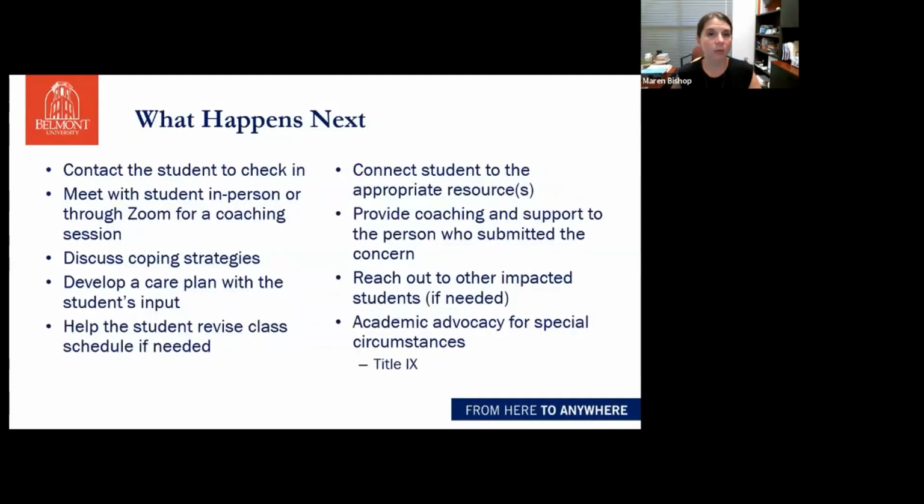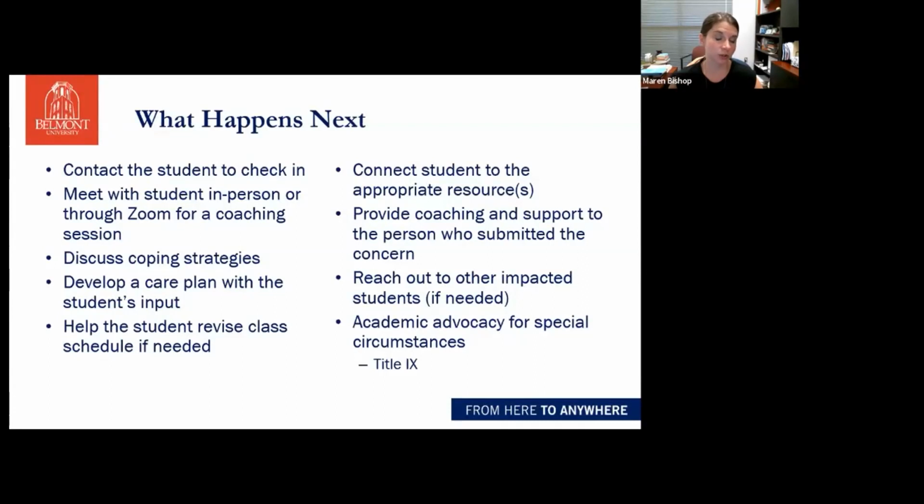Now, how we follow up with a student will vary. So we will usually check in with the student. We will offer to meet with them. And for this fall, we're going to have options to meet via Zoom, phone call, or in person as needed. However we meet with a student, whatever format that we use, we're going to talk about coping strategies, develop a care plan for the student with their input.